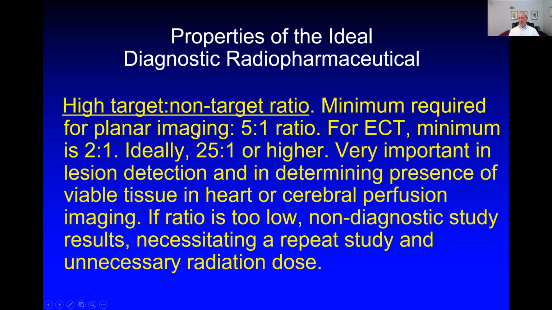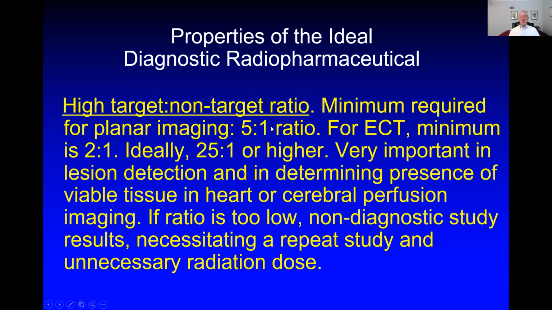This is a very important fourth factor. Now, these 4 factors are the ones that are really not so intuitive. And then we're going to look at several factors that are just common sense. We want a high target to non-target ratio. That means that the counts per minute per area in the target have to be high compared to the surrounding tissue. The minimum ratio is 5-to-1.